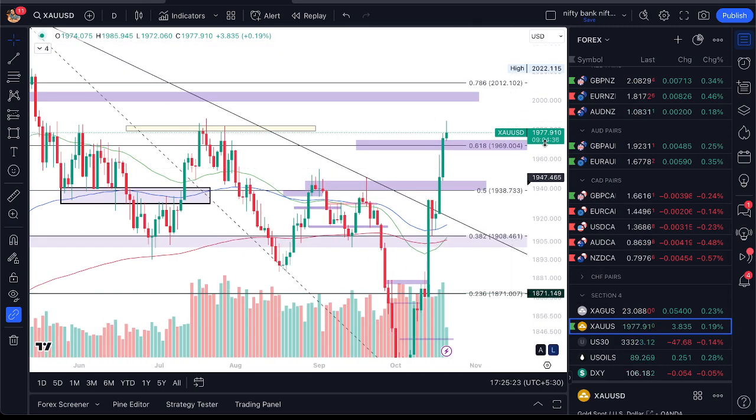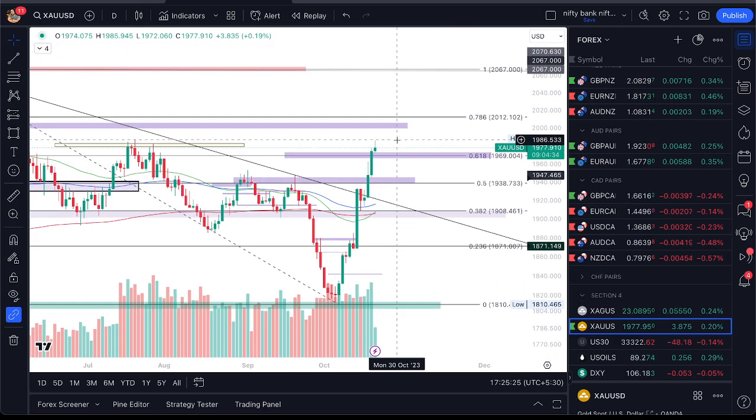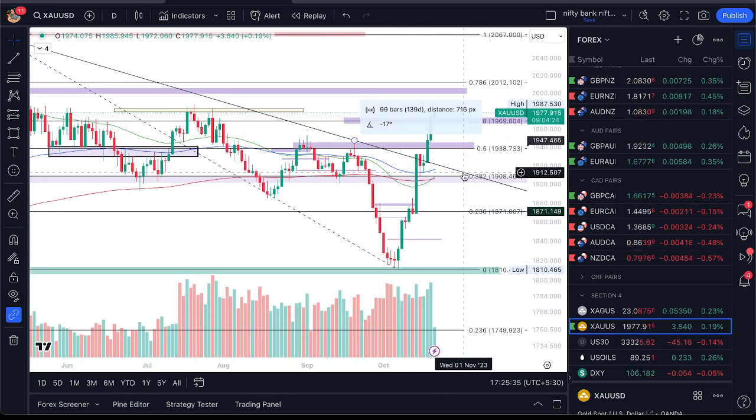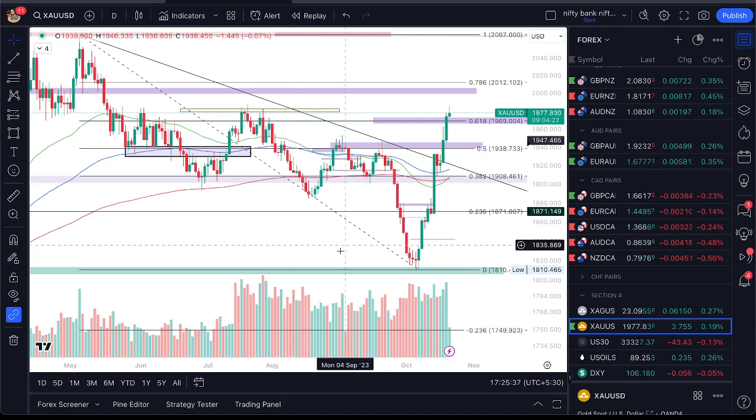So right now I think the 2000 level is not very far. Maybe not today, but next week we'll definitely see this level. If you have any question or query, just let me know.